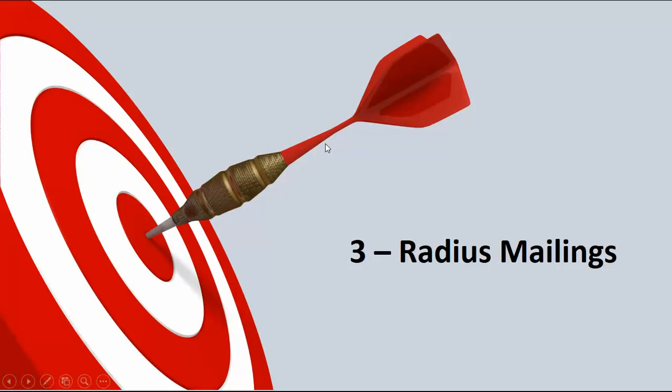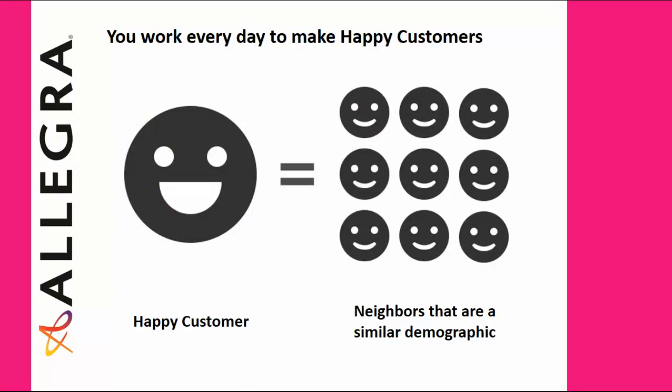Number 3 on our list is radius mailings. So radius mailings is good for people with a lot of service people out in the field and things like that. So your goal in business really is to make happy customers. So when you make a happy customer, you know that hopefully they're going to tell other people, but if they don't, you also know that the people that they live by are going to be pretty comparable demographics to those that you just serviced.